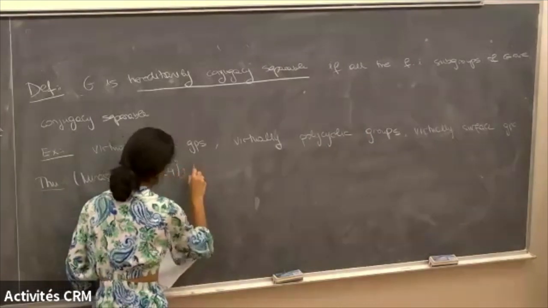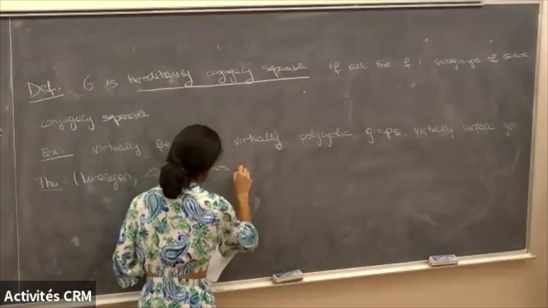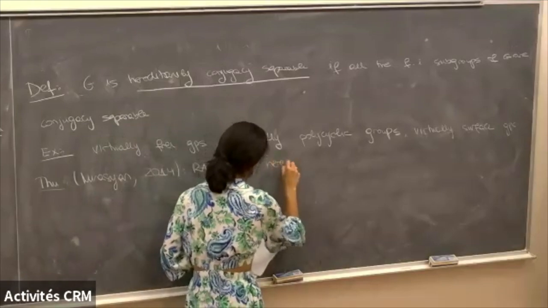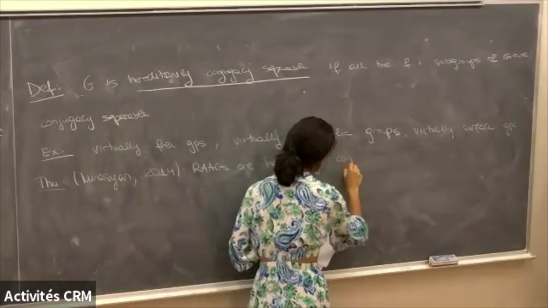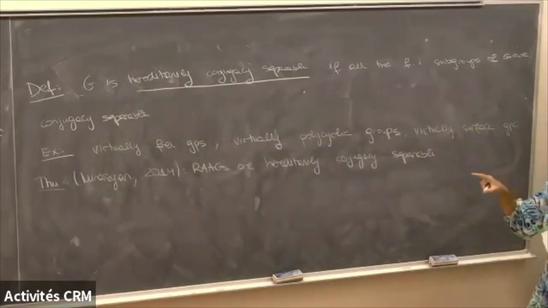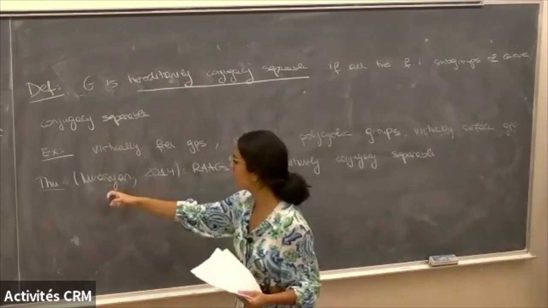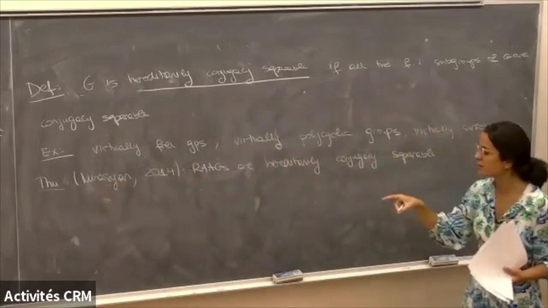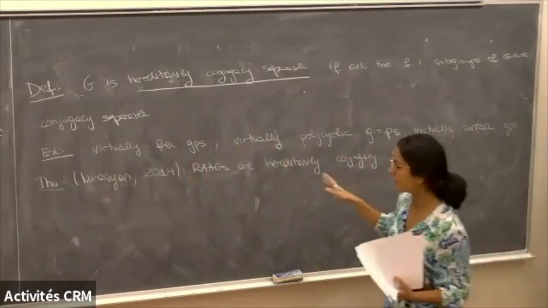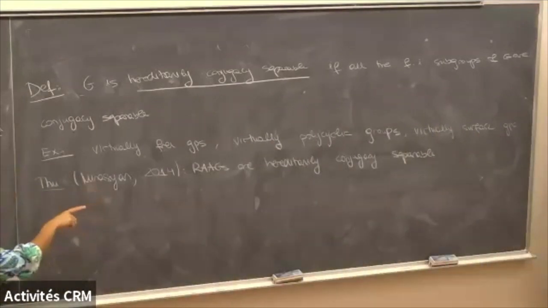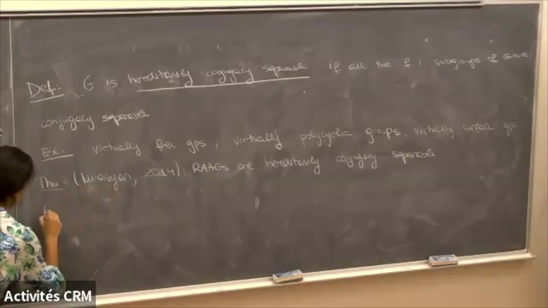So he showed that RAAGs are hereditarily conjugacy separable. But he showed also with Armando Martino that subgroups of right angled Artin groups are not hereditarily conjugacy separable. So if we ask for finite presentation also, finitely presented subgroups of right angled Artin groups will also be bad from this point of view. So they may not be hereditarily conjugacy separable.